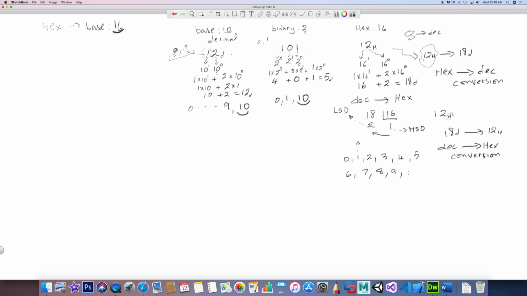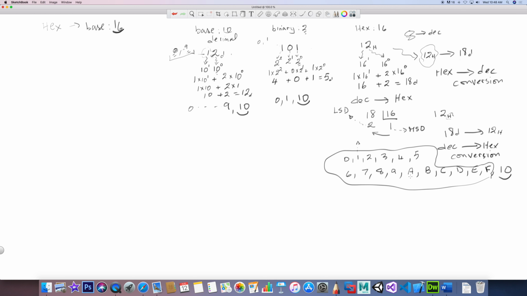So we're going to pick letters of the alphabet. A, B, C, D, E, and F. And guess what happens after that? 1 0. So as you can see, for all of these, we used a single digit to count 16 times.